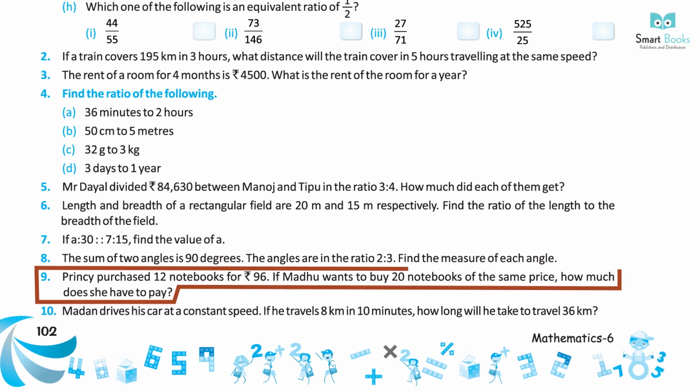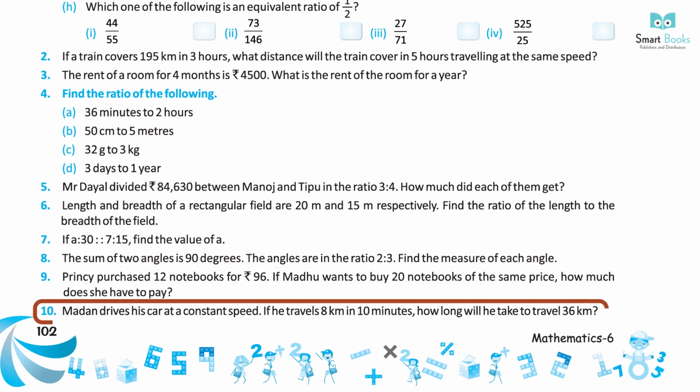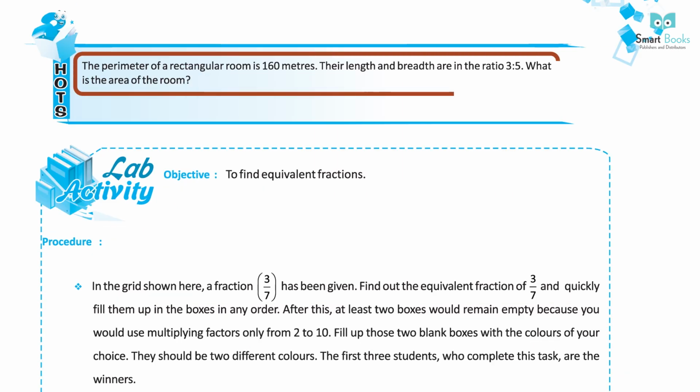Question 9. Princy purchased 12 notebooks for rupees 96. If Madhu wants to buy 20 notebooks of the same price, how much does she have to pay? Solution: rupees 160. Question 10. Madan drives his car at a constant speed. If he travels 8 km in 10 minutes, how long will he take to travel 36 km? Solution: 45 minutes. HOTS: The perimeter of a rectangular room is 160 meters. Its length and breadth are in the ratio 3:5. What is the area of the room?